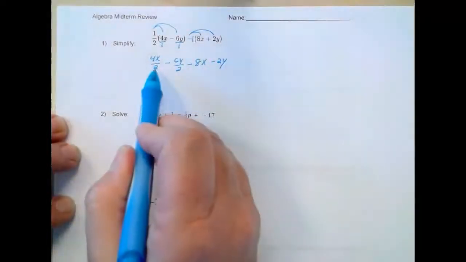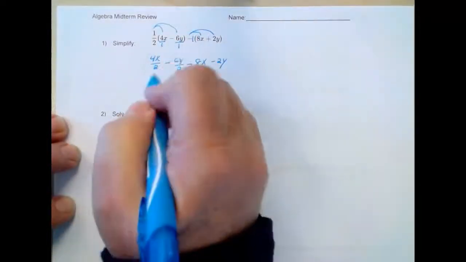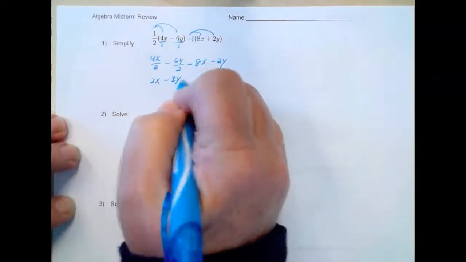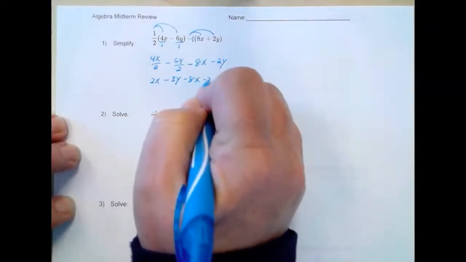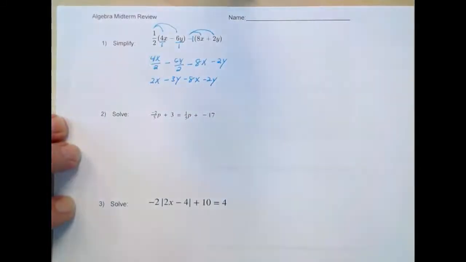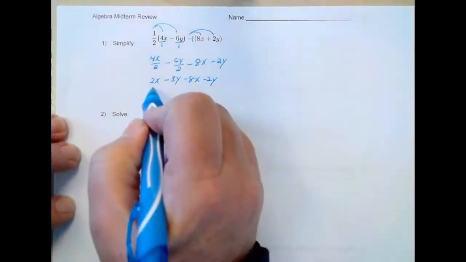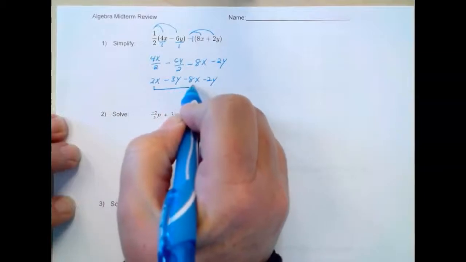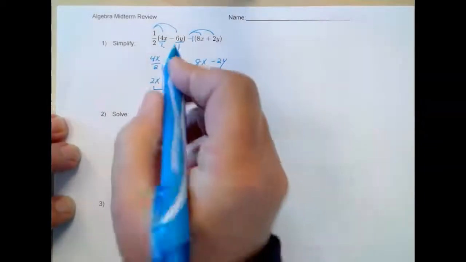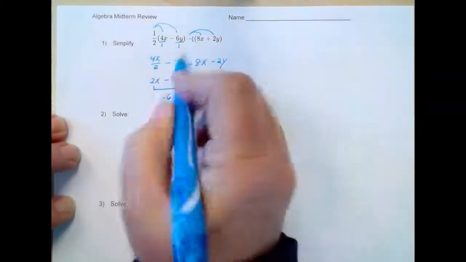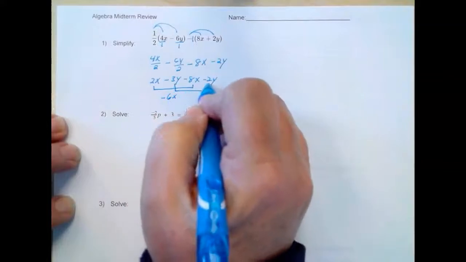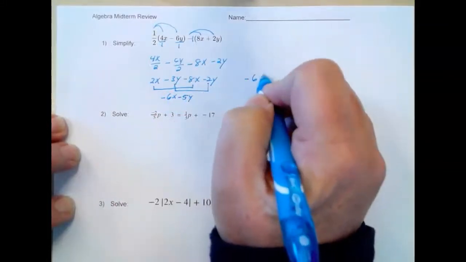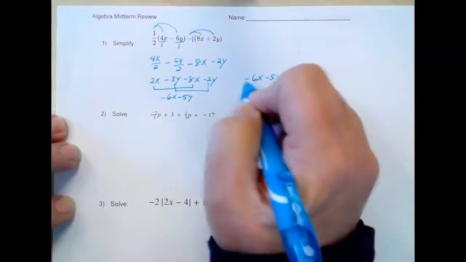Now we're going to simplify our fractions. 4x divided by 2 is 2x. 6y divided by 2 is 3y. Minus 8x minus 2y. And lastly, we're going to combine like terms. We're combining, we're not moving things across an equal sign, so don't change the signs. 2x minus 8x is a -6x, and a -3y and a -2y make a -5y. So our answer is -6x minus 5y.